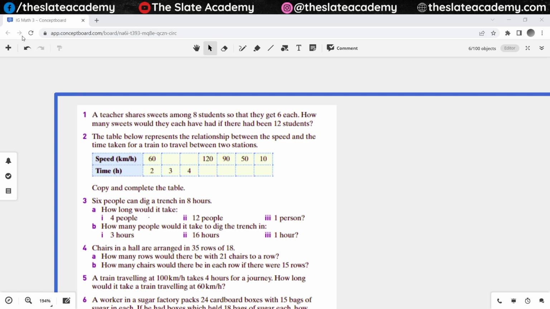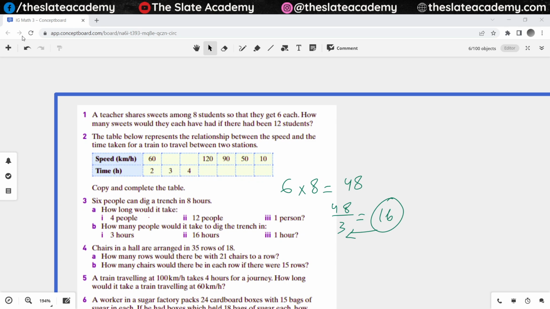So again, what would we do when there were 4 people? They took 8 hours. So again, the total work done is 6 into 8, which is 48 hours. Now it is to be done in 3 hours. So if this work is to be done in 3 hours, what would I do? 48 divided by 3. What is 48 divided by 3? So I would need 16 people. 16 people, each working for 3 hours, I'd get the same 48-hour job done. Understood?